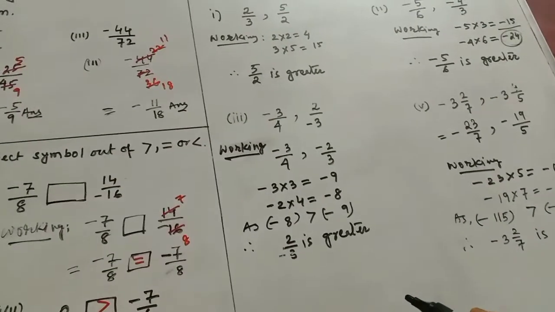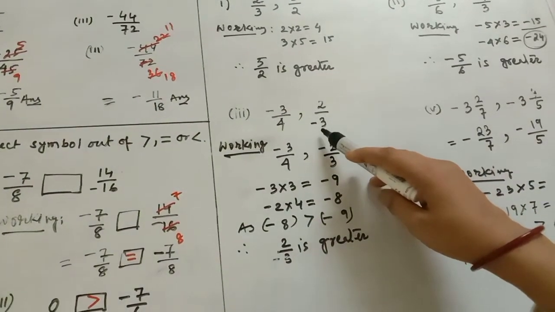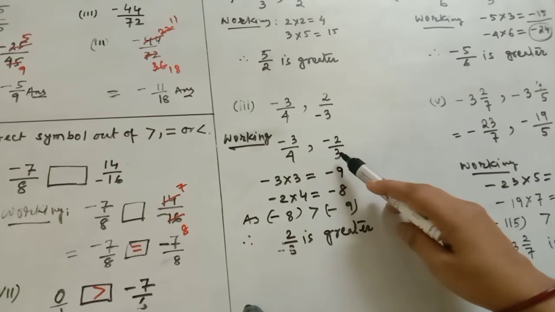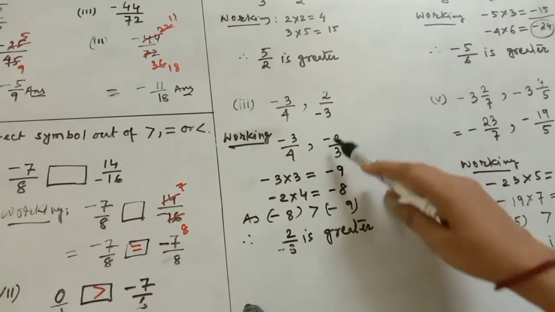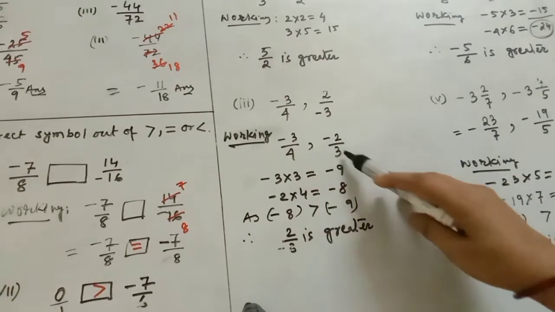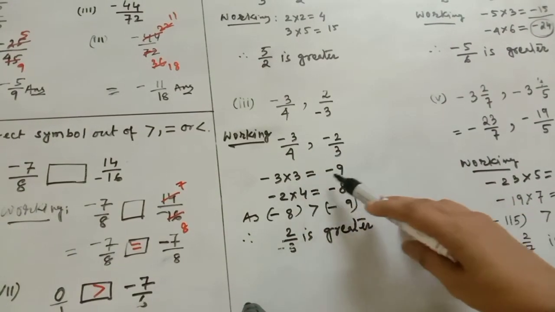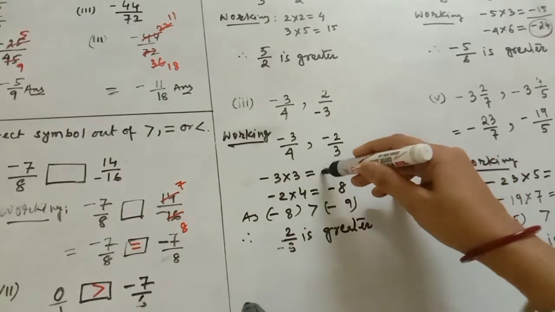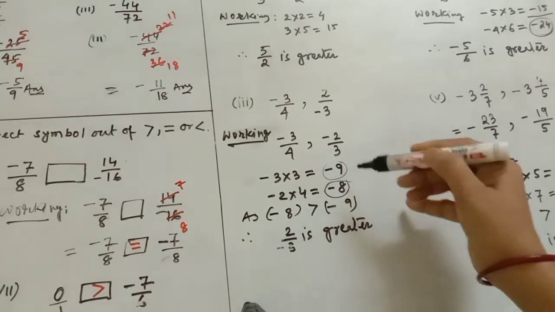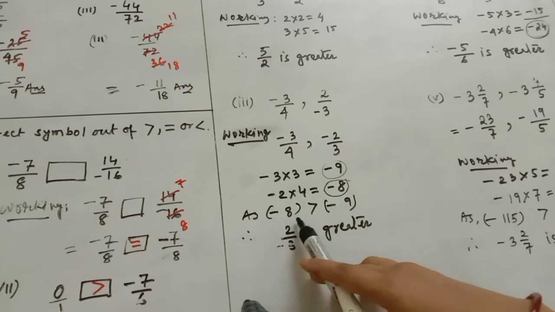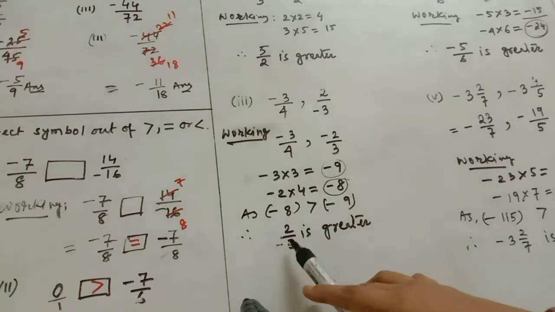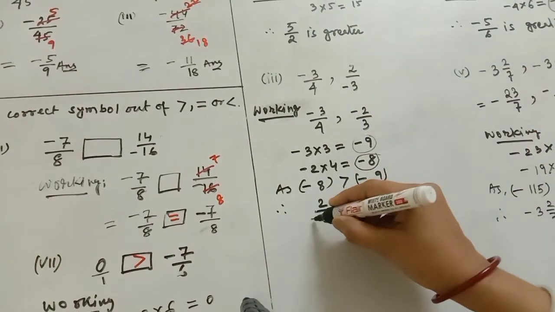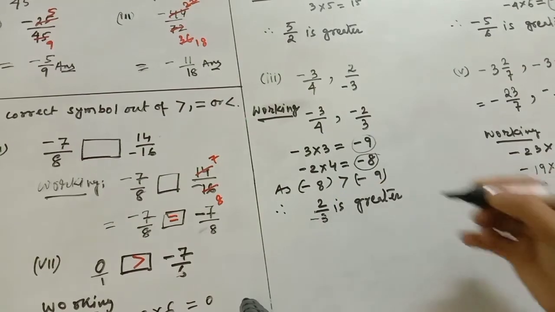In the same way, here another rational number is there where the denominator is negative. First of all, you make the denominator positive. After that it becomes minus 2 by 3. Again you multiply: minus 3 into 3 is minus 9 and minus 2 into 4 is minus 8. Again you can see that minus 9 is less than minus 8. So you can write that minus 8 is greater than minus 9. So 2 by minus 3, because in the question it is given as 2 by minus 3, you will write 2 by minus 3 is greater.